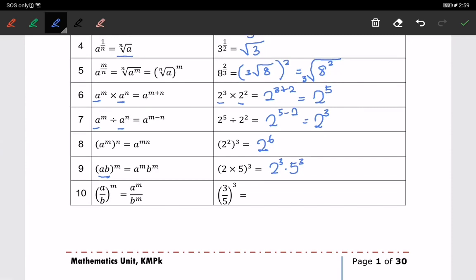Okay, look at the last property. When we have a over b, we have a different base here. We have a over b to the power of m. So therefore, it is equivalent to a to the power of m over b to the power of m. So therefore, 3 over 5 to the power of 3 is equivalent to 3 cubed over 5 cubed.